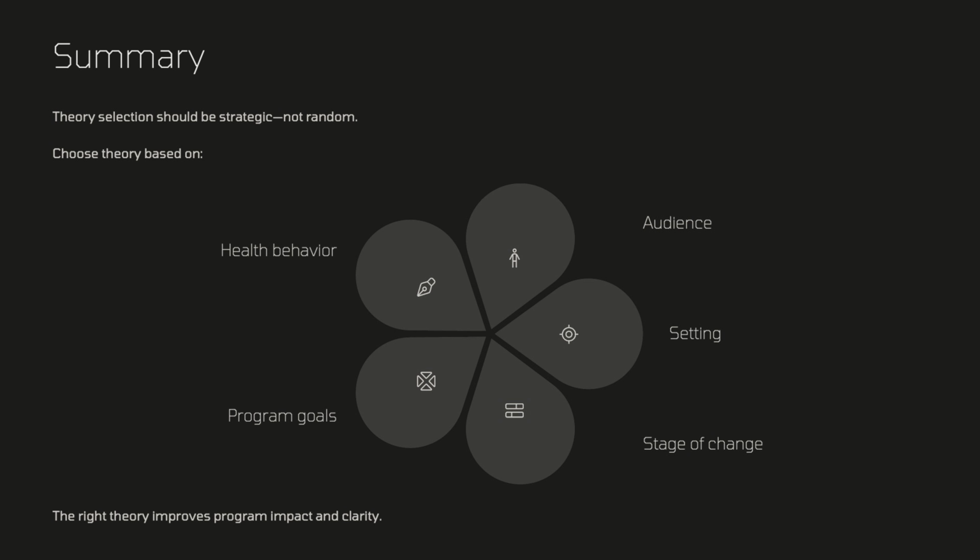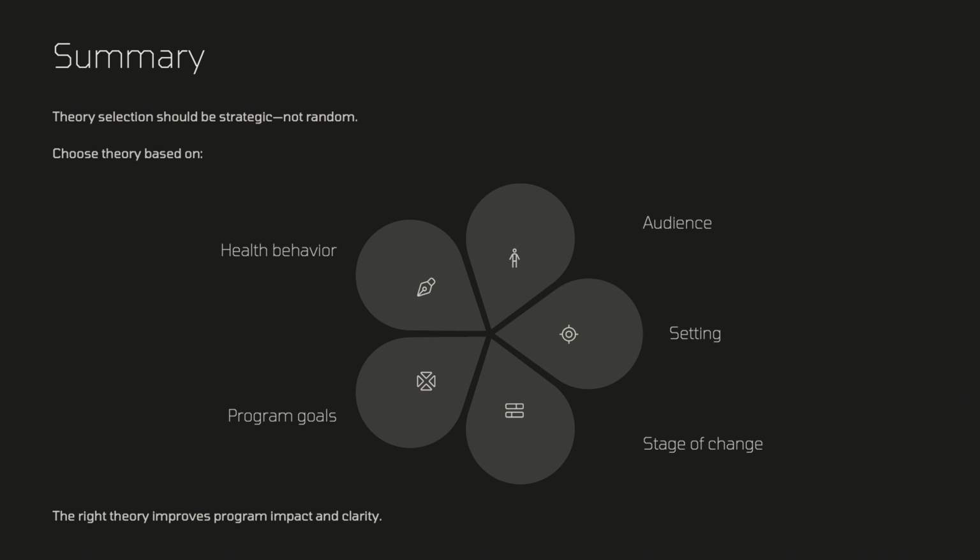Final thoughts. Theories are only useful if you understand them deeply enough to use them wisely. They should guide you, not limit you. Effective public health professionals ask, what's the behavior? Who is the audience? Where and how will the intervention happen? What barriers exist? What outcome do we want? Answering those questions will guide you to the right theory or combination of theories.